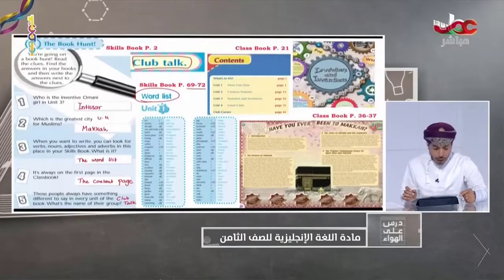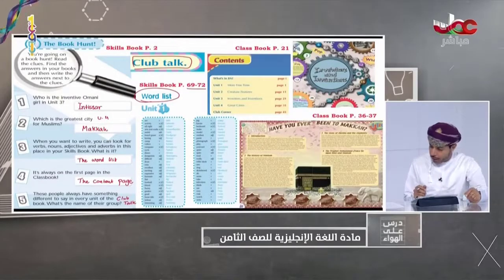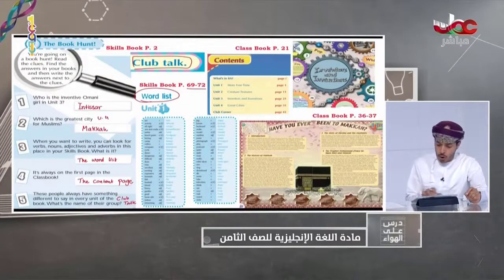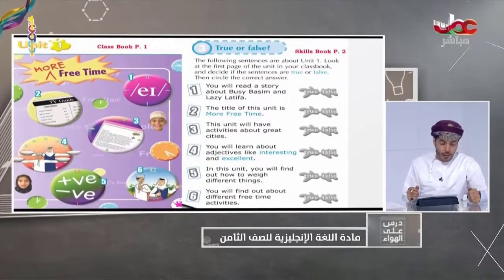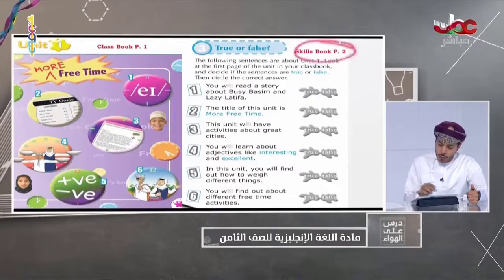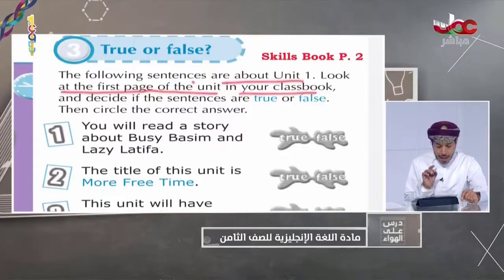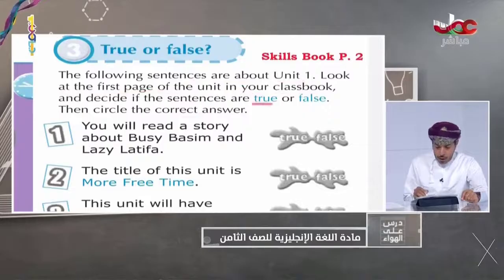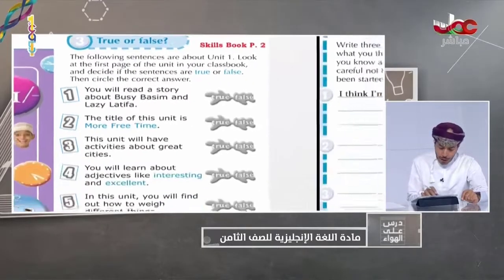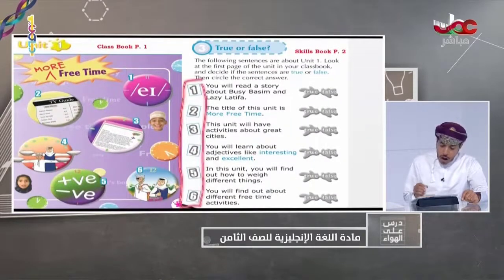Okay guys, so this is regarding the book hunt. So here we told you only about the book in general. Okay, now let's move on to answer this activity. So now let's move on to activity number 3 of your skills book on page 2, class book at the same time on page 1. In this activity, the following sentences are about unit 1. Look at the first page of the unit in your class book and then decide if the sentences are true or false. Okay, so we have here different statements from 1 to 6. We have to decide if these sentences are true or false.